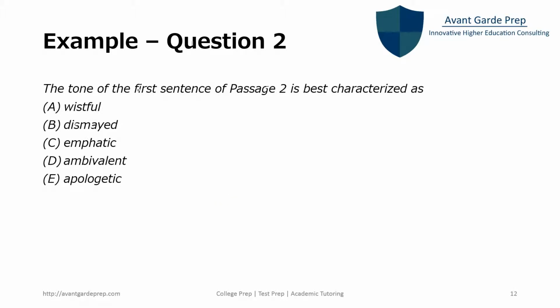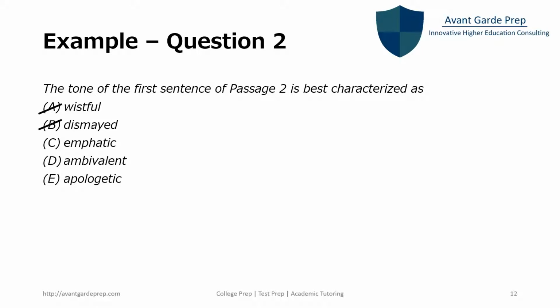We have A, wistful, which means sad or melancholy. No, that's not really the tone of the first sentence. B, dismayed, means to lose courage or resolution. We said it was very strong and confident, so B would not be a good answer. C, emphatic, uttered with or marked with emphasis. Yes, they are emphasizing something, so we'll keep C around for now.